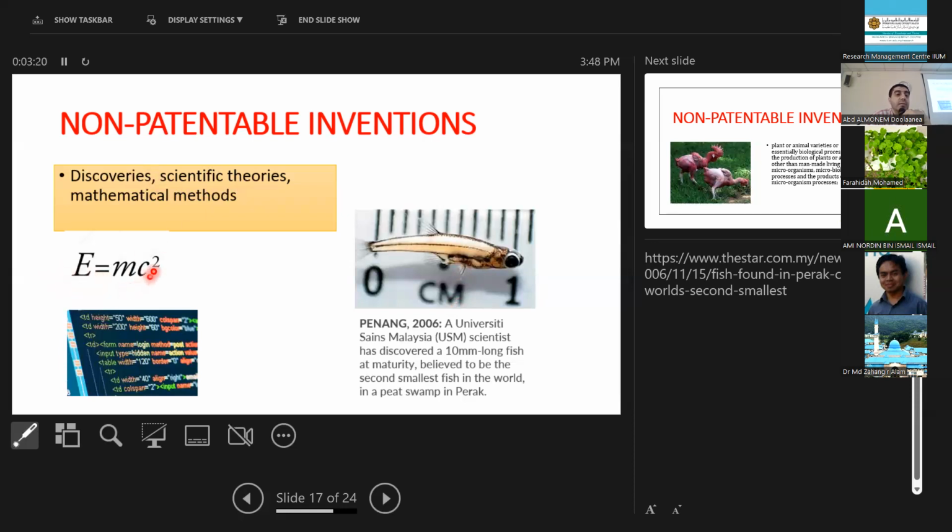Scientific theories like Einstein's equation cannot be patented. Mathematical methods also cannot be patented, like a method of solving logarithmic something and so on.